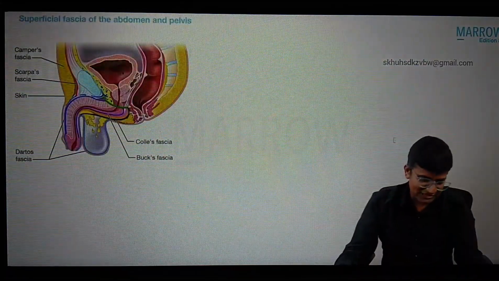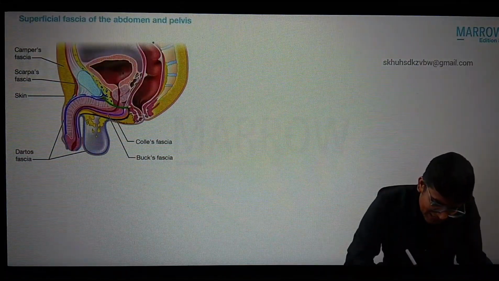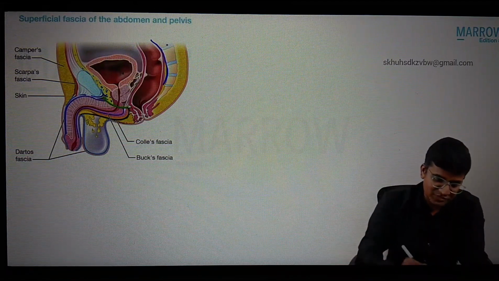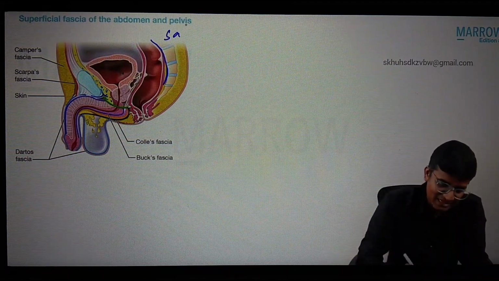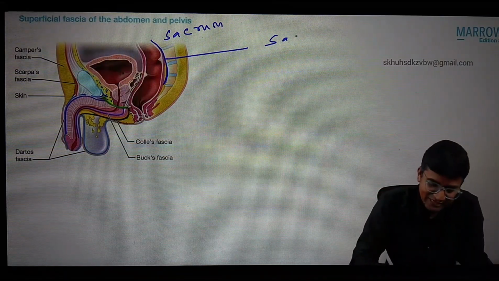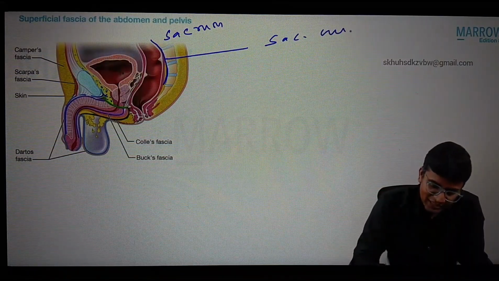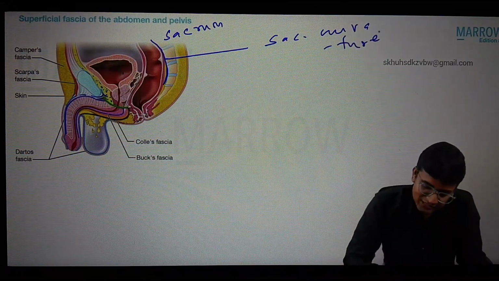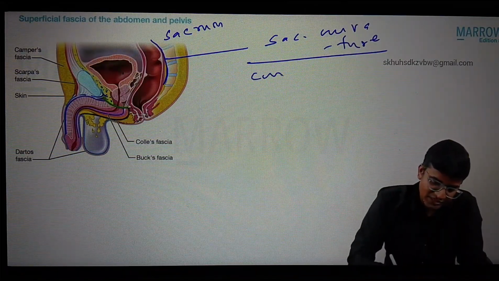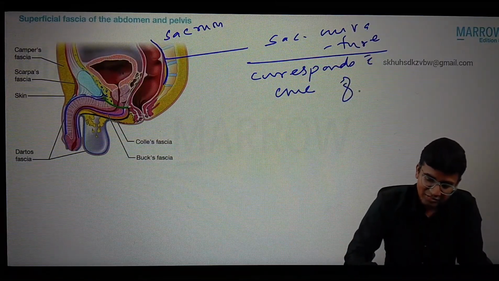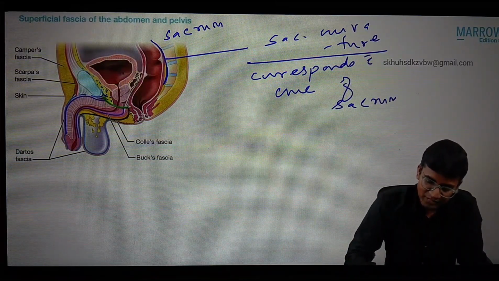Now we're going to see the sacral curvature. This is the sacral curvature, which corresponds with our sacrum bone here. So this is the sacral curvature of the rectum, which corresponds with the concavity of the sacrum.